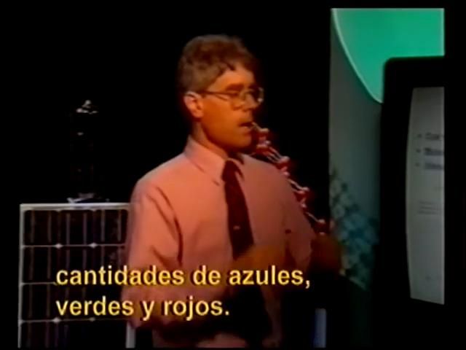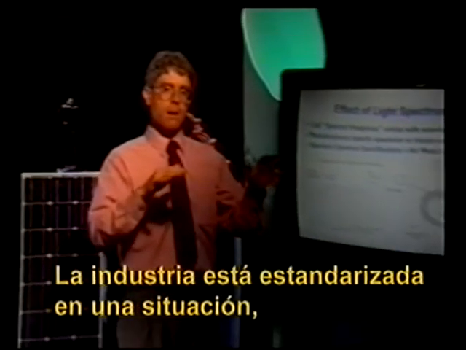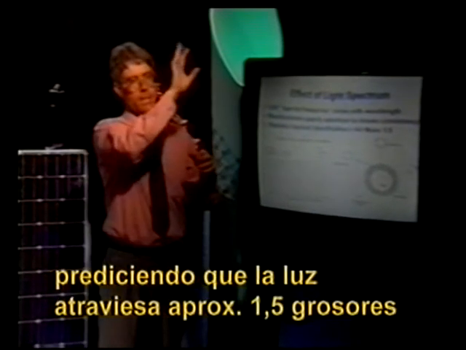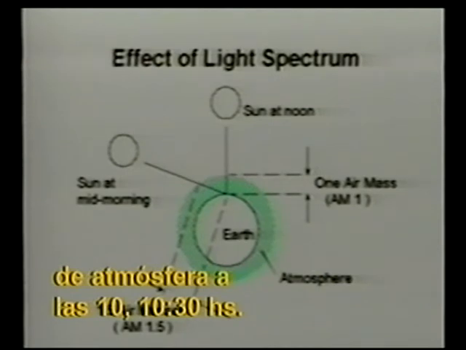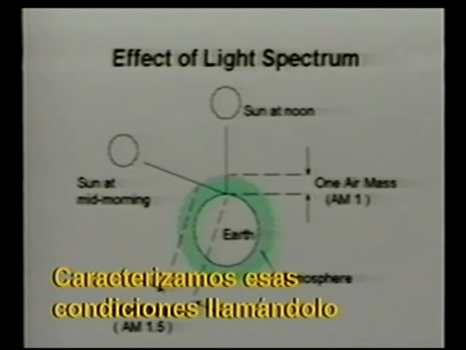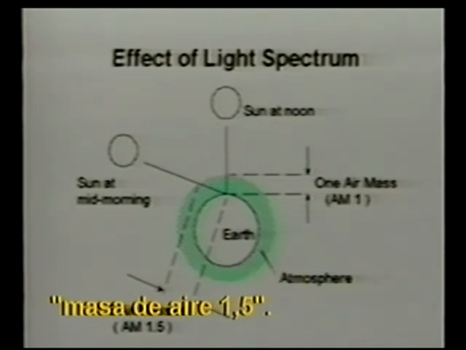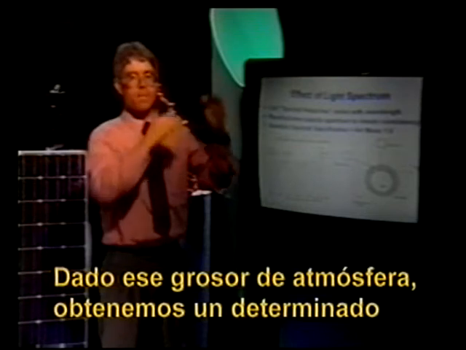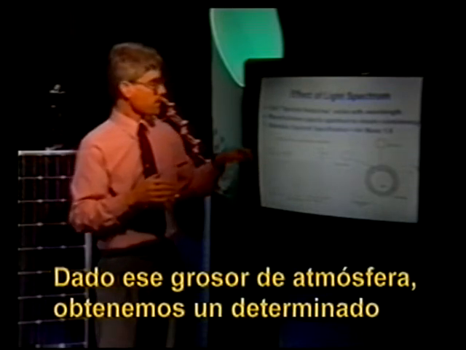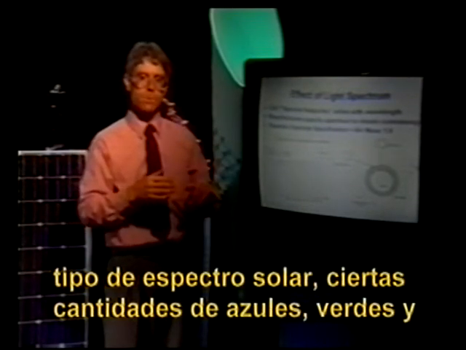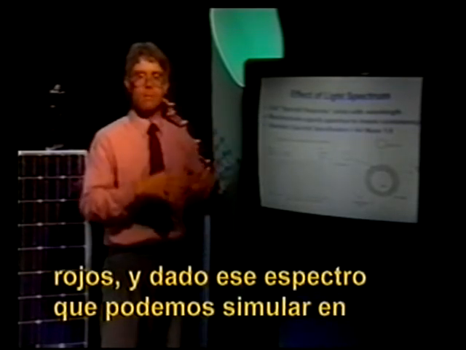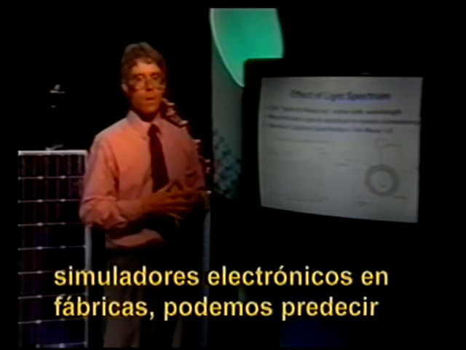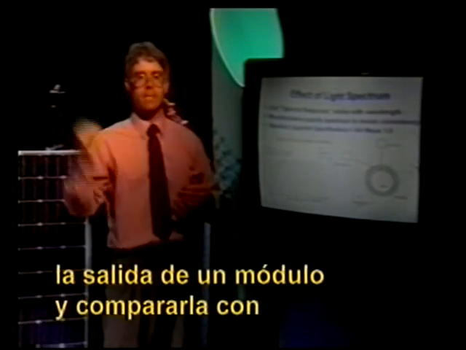The industry has standardized on a situation predicting roughly around 10 o'clock, 10:30, where the light is shining through roughly 1.5 thicknesses of atmosphere. We characterize those conditions and call it air mass 1.5. Given that thickness of atmosphere, we get a certain type of solar spectrum, certain amounts of blues, greens, and reds. And given that spectrum that we can simulate in electronic simulators in factories, we can predict module output and compare that to any other simulator in the world.